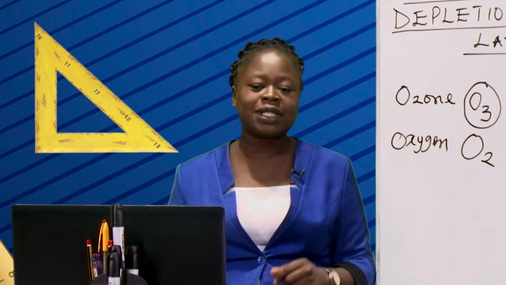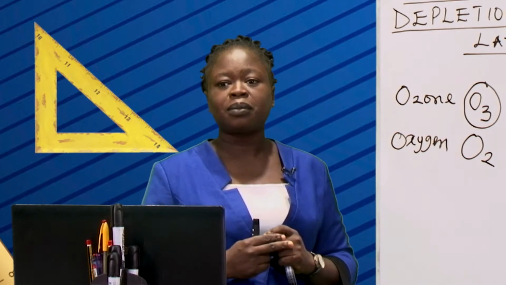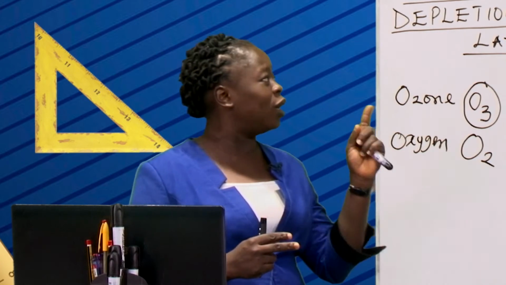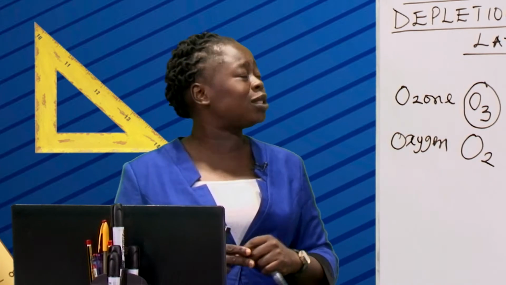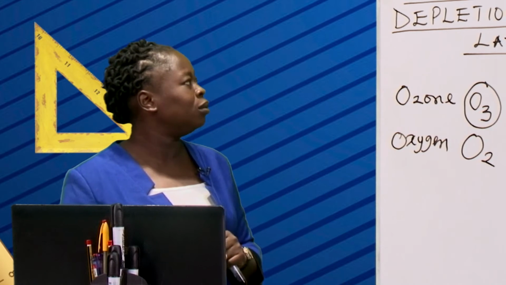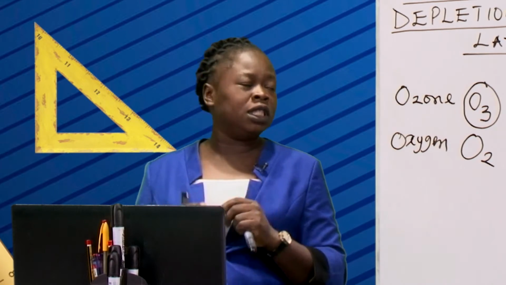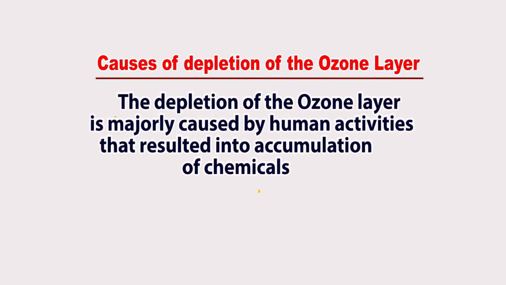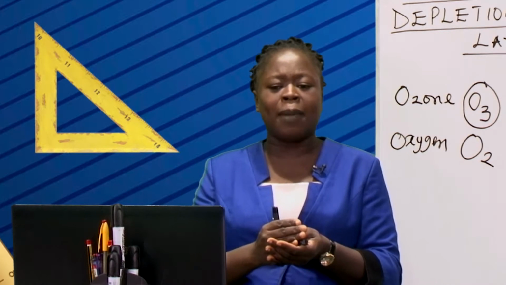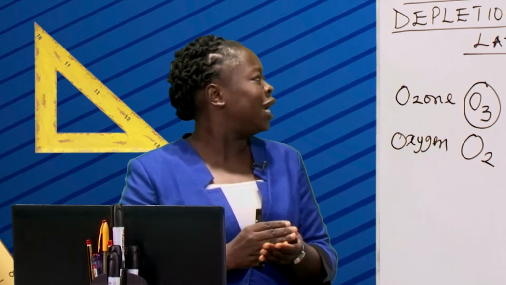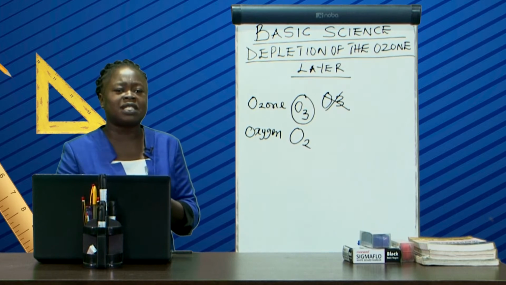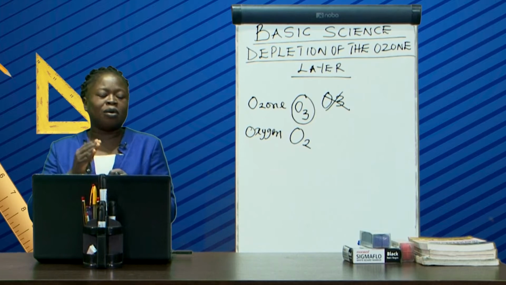Now, let's proceed in this lesson today. We have talked about the meaning of ozone layer. We have also talked about what ozone is. And now, what are the causes of depletion of the ozone layer? The depletion of the ozone layer is majorly caused by human activities that resulted in accumulation of chemicals. What are these chemicals? When we mention that it is majorly caused by human activities, what are the chemicals that we are talking about?